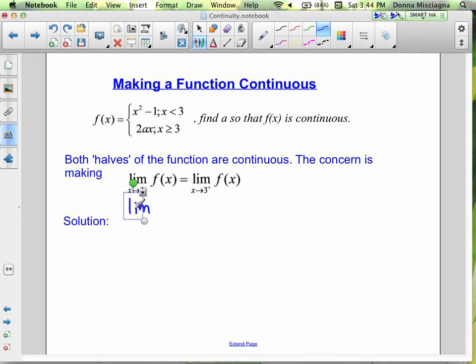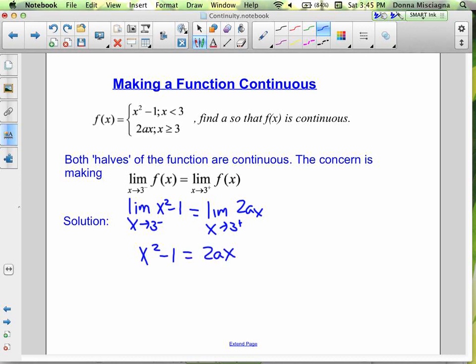the limit of x squared minus 1, because that's the left-hand piece. Right? Because it says for x less than 3. We have to make sure that's equal to the right-hand limit, the limit of 2ax, as x approaches 3 from the right, because that's the function for values greater than or equal to 3. Right? So for those two limits to be equal, the two halves of the function have to be equal. So we'll set those equal to one another.